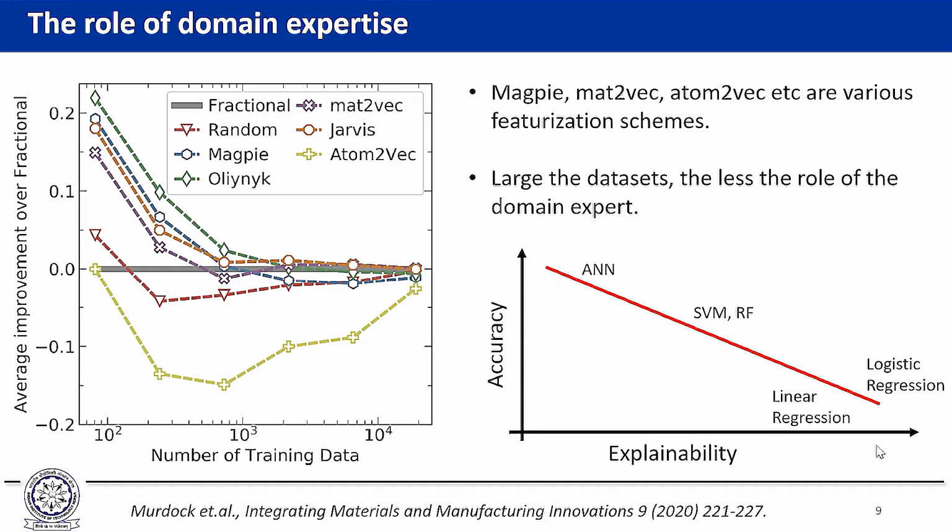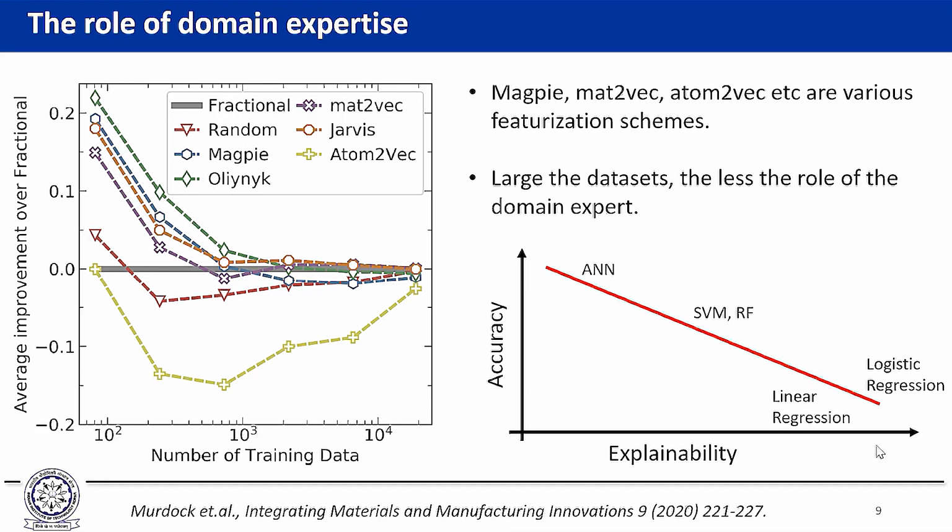And so basically what the authors have done over here, they have looked at different types of featurization scheme, and the fractional is kind of a randomized featurization scheme where you don't really take the domain expertise into account. And then others are just different ways of featurizing where different aspects of materials have been considered for making predictions. And what you see, the really important part over here, is that when the number of training data is small, somewhere of the order of hundreds, that is really where how you featurize the machine learning problem really plays a big impact.